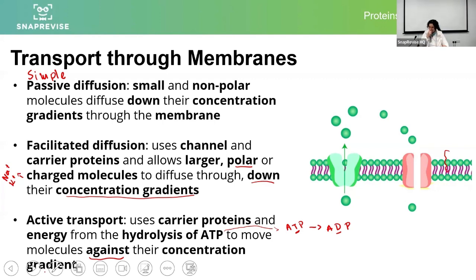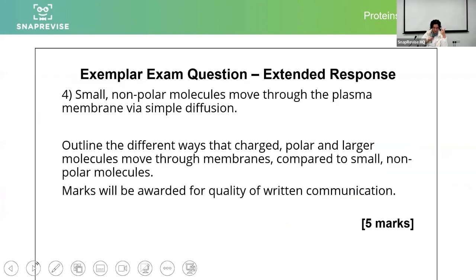There are specific examples that it's good to remember for active transport. In plants, it's the uptake of minerals from the soil, if you want to make a quick note of that, from the root hair cells. In the intestine, it's the absorption and uptake of glucose and amino acids.